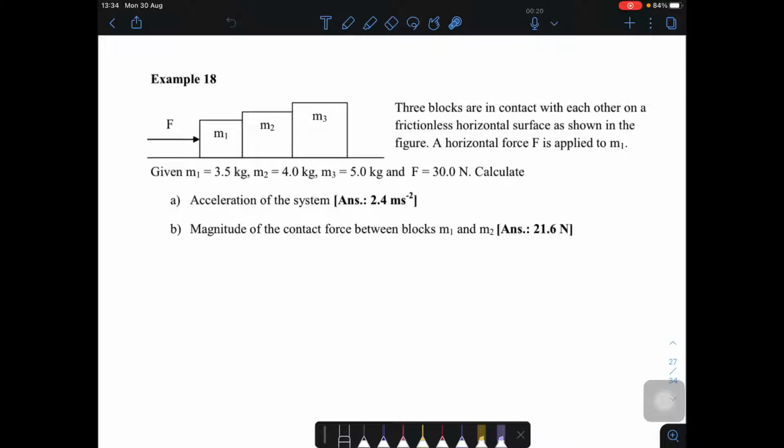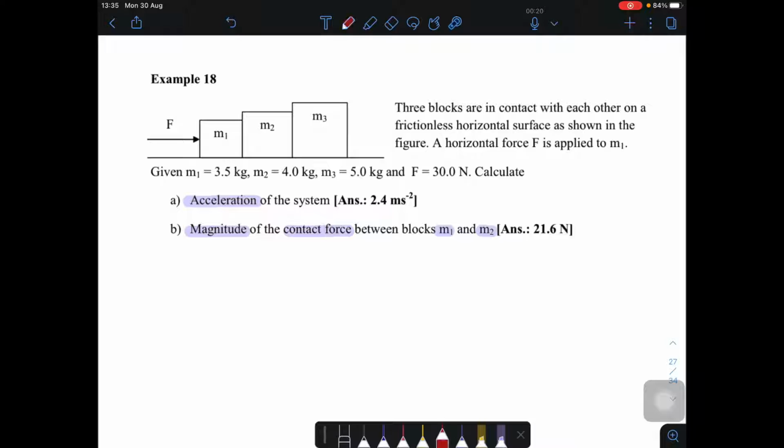Bermaksud kita akan apply the formula for third law in this example. Okay, why? Because as you can see here, each of the blocks are in contact with each other. So apabila they're in contact with each other, there will be a contact force here. Contact force follows Newton's third law. Now we want to find acceleration, which we are going to use the second law, and then the magnitude of contact force between block M1 and M2. So this one is the third law, this one is the second law.